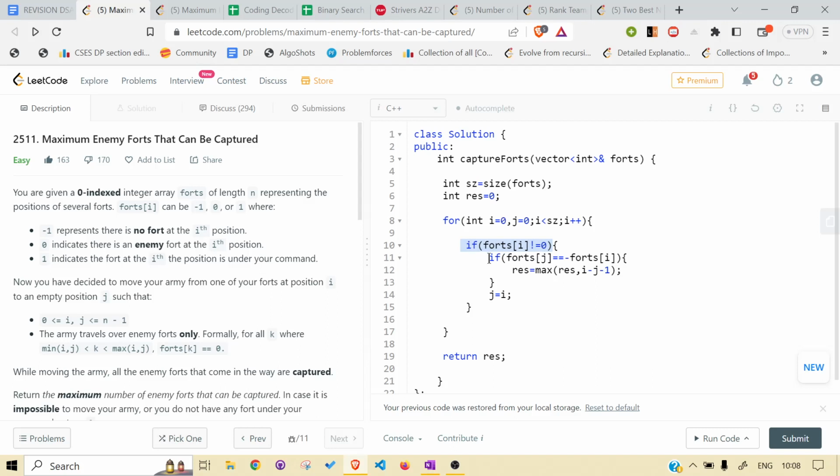1. What we will check is whether j and i have opposite signs. If they do, we calculate the result. If this doesn't happen, we change the position of j. And also if it does happen, then also we change the position, because it's a very basic thing.